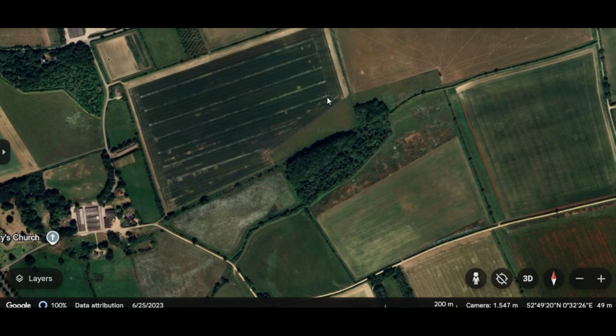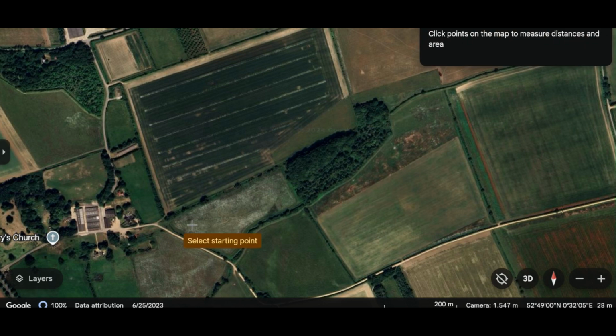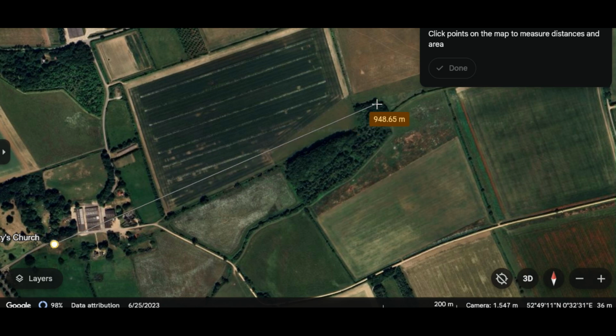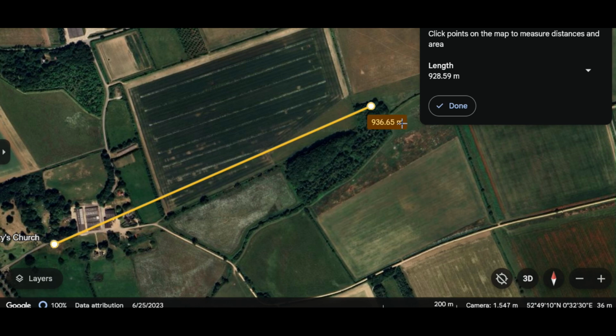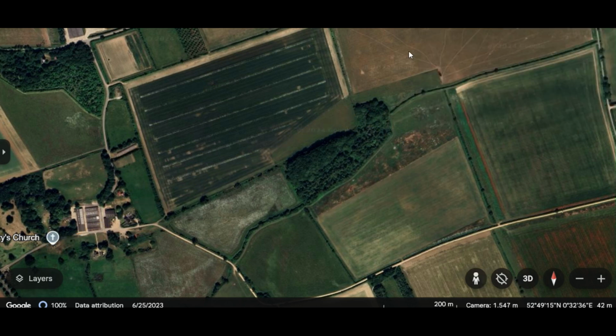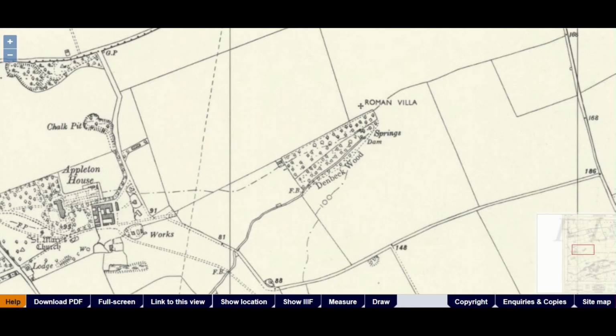So if I switch to Google Earth, you'll see that's now covered in greenery. And if I get the measuring tool out, so if I click on the church, as you can see, it's about 930 metres from the church to the villa. So the relevance of that will come later.